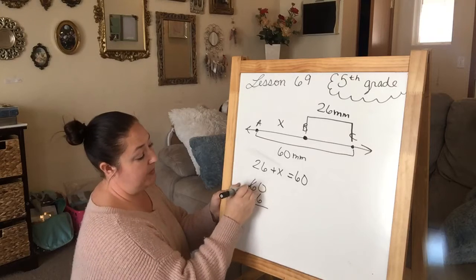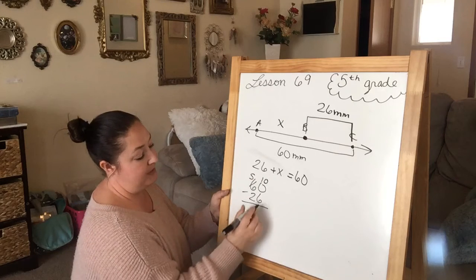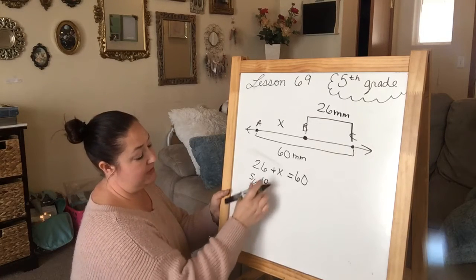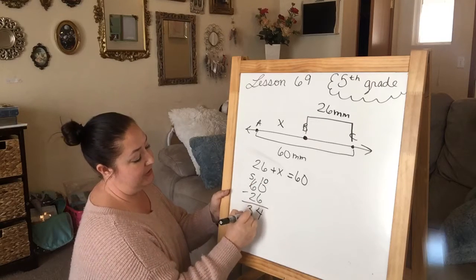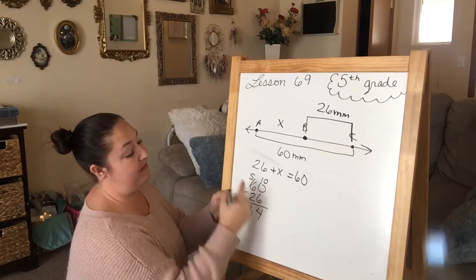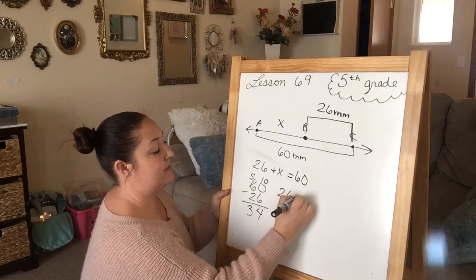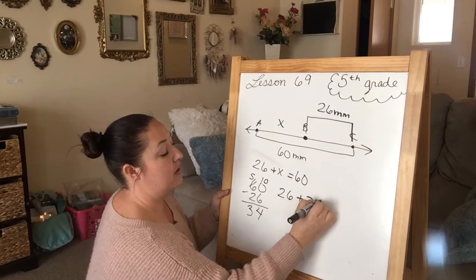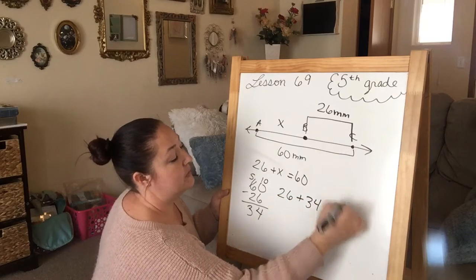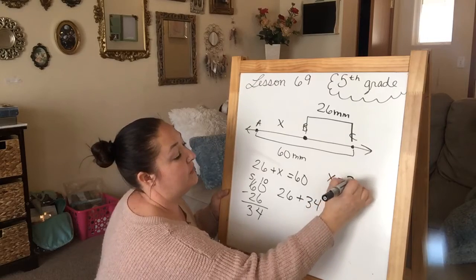So I'm going to do that. I'm going to borrow here, make this a 10. That is a 4. 6 plus 4 is 10. 3 plus 2 is 5. So I'm going to say 26 plus 34 equals 60. So I'm going to say x equals 34.